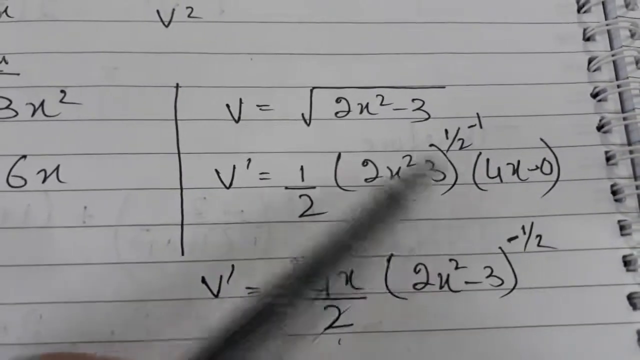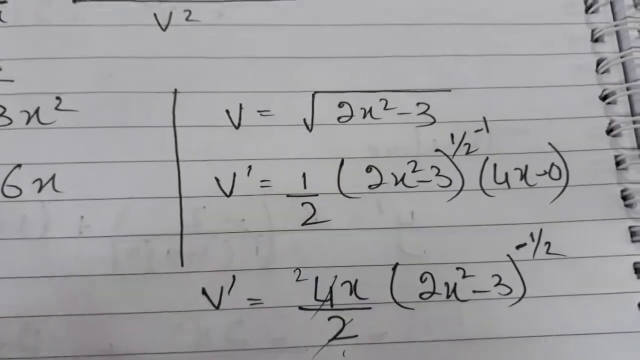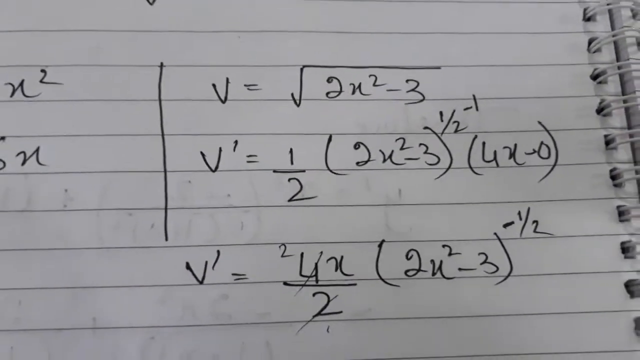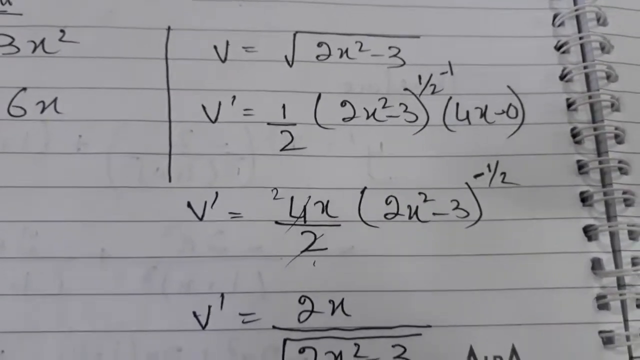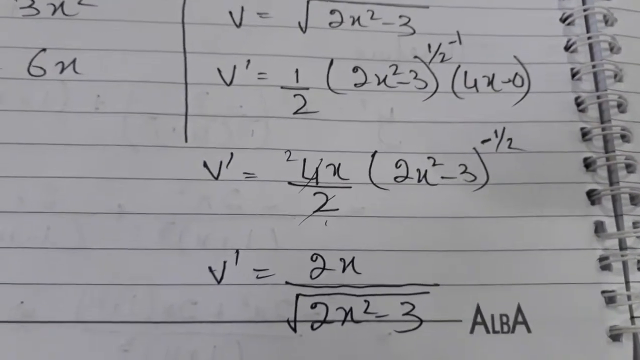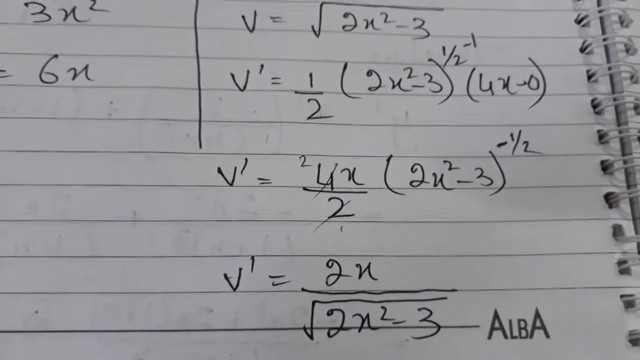This 4x is coming here. Half minus 1 is minus half. Usually we write in the positive index form, so I am taking it in the denominator. And half means radical sign. So this is my u, v prime, v, u prime.